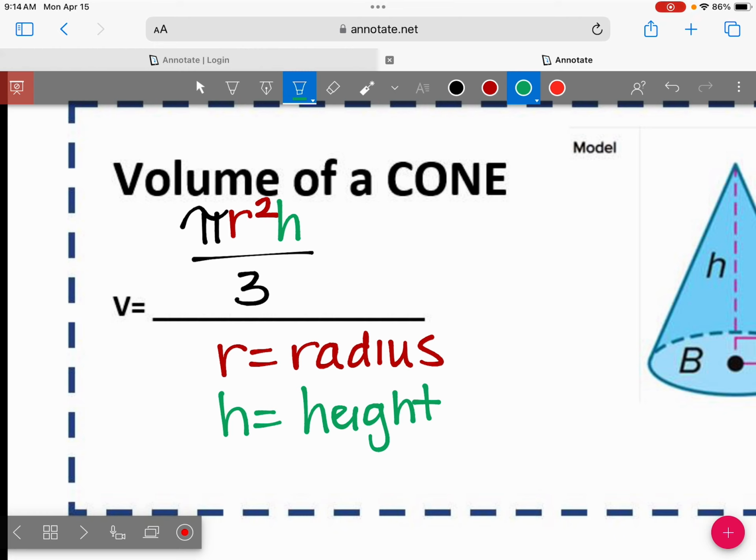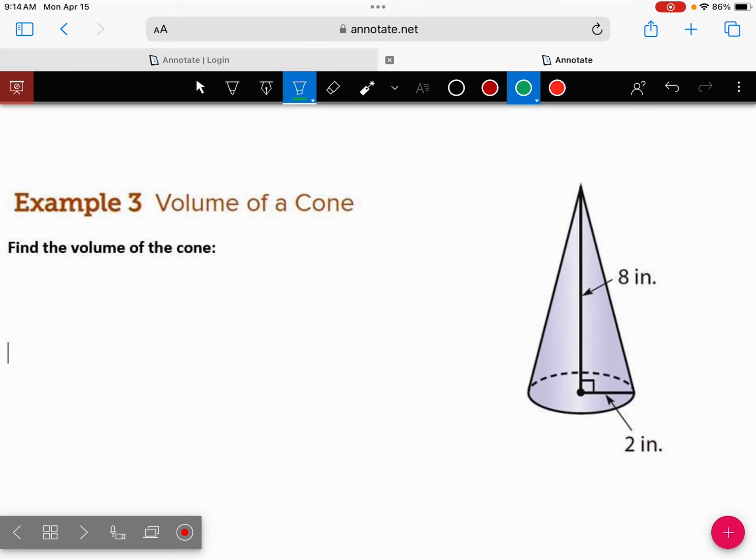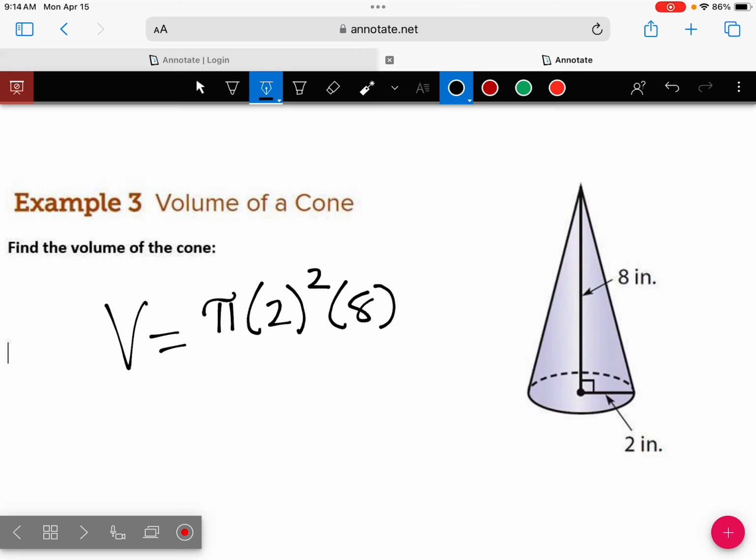Anybody need more time to copy down the formula? All right, let's get started then. Let's go ahead and look at this next question then. So we have our cone. So volume is going to equal, so is this our radius or the diameter? That's our radius. So volume equals pi times radius squared times the height, which is 8, all divided by 3. Take a minute, type that in your calculators.